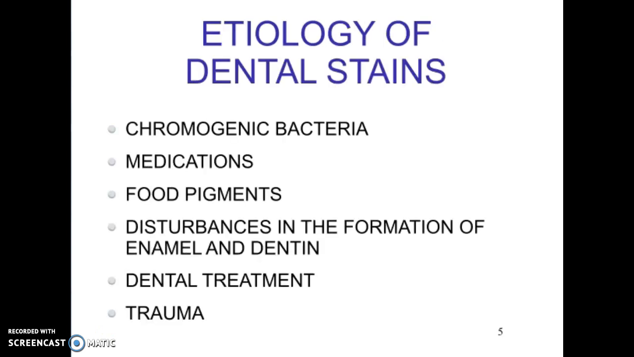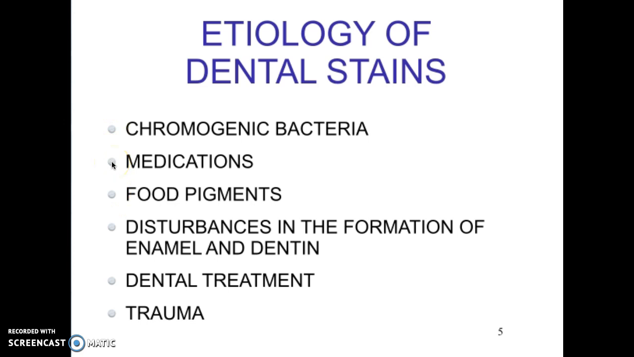The etiology of dental stains. So the etiology is what causes these stains. Some stains are caused by chromogenic bacteria. So these are bacteria that give off color, such as orange stain could be from a chromogenic bacteria, black line stain, another stain from chromogenic bacteria, or sometimes yellow stain from food pigments, which we'll see down here.